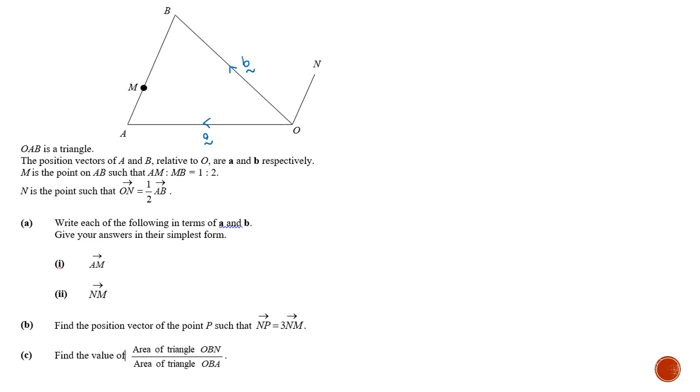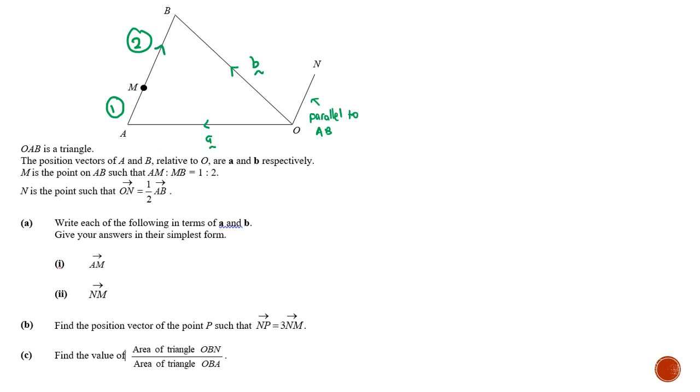M is a point on AB such that AM to MB is 1 to 2. N is a point such that vector ON is equal to half of vector AB. And this means that ON is parallel to AB. We are asked to write each of the following in terms of vector A and B. First, let us find what is vector AM in terms of vector A and B.